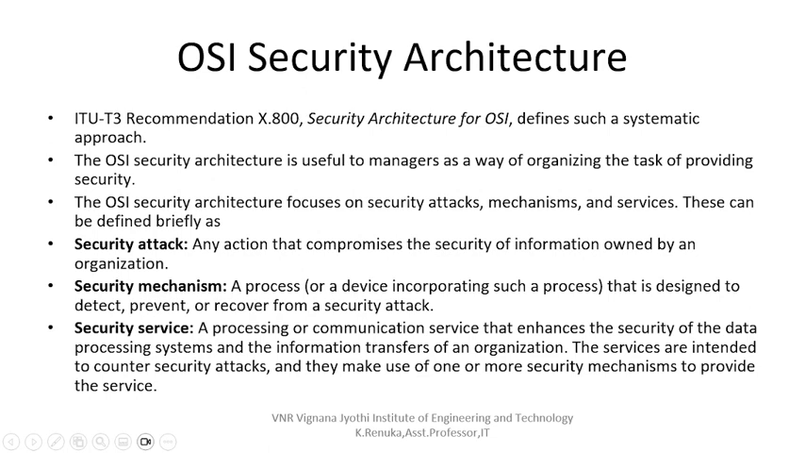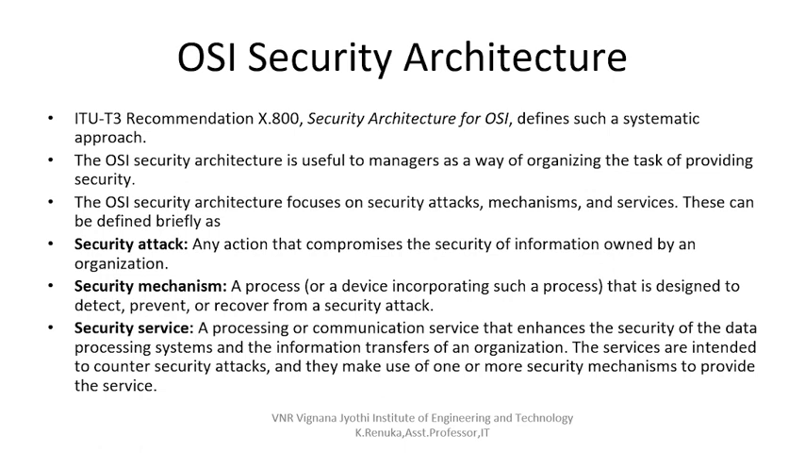Here comes the OSI security architecture. We will be discussing the ITU-T recommendation X.800, security architecture for OSI, which defines such a systematic approach. The OSI security architecture is useful to managers as a way of organizing the task of providing security. It focuses on security attacks, mechanisms and services. These can be defined briefly as security attack, security mechanism and security service.